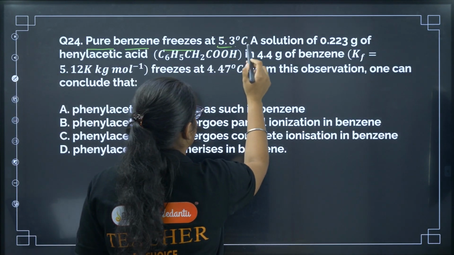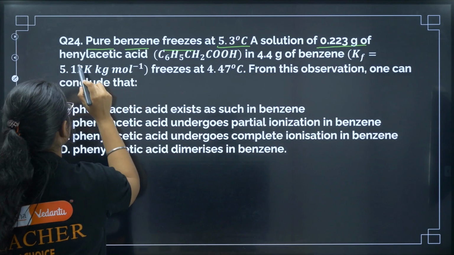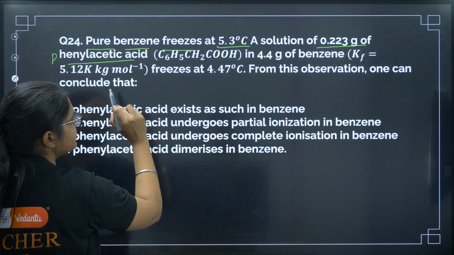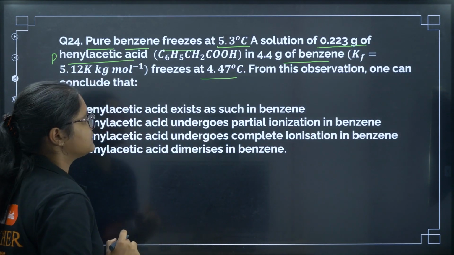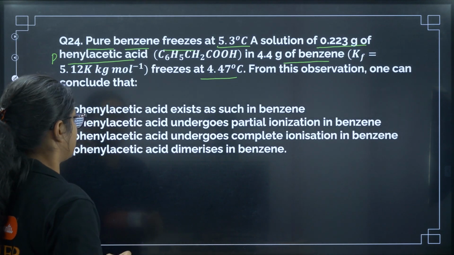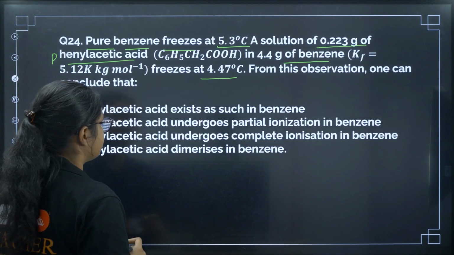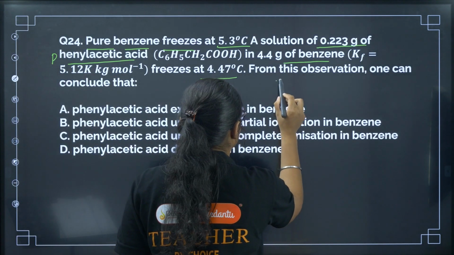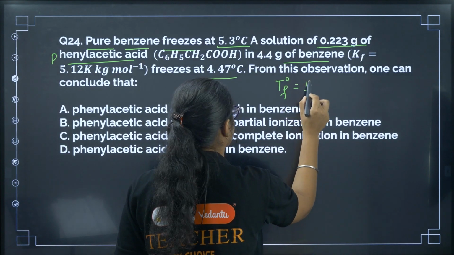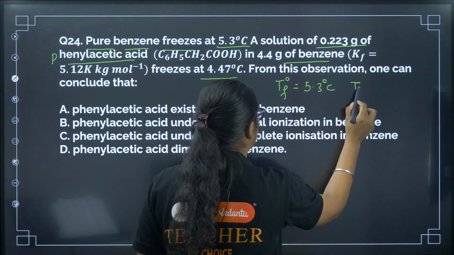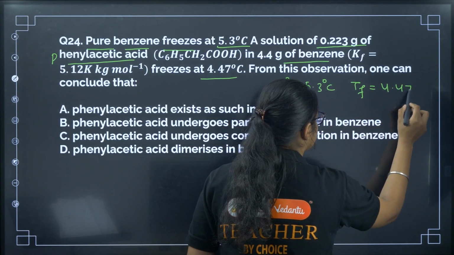pure benzene freezes at 5.3 degrees Celsius and a solution of 0.223 gram of phenyl acetic acid in 4.4 gram of benzene freezes at 4.47 degrees Celsius. From this observation, one can conclude that. Okay. So first of all, we can see what values are given. So we have pure benzene. The freezing point of pure benzene is 5.3 degrees Celsius. And after adding the solute, the freezing point has become 4.47 degrees Celsius.